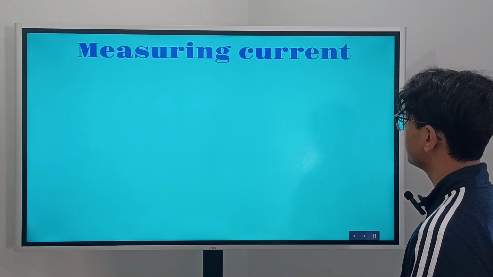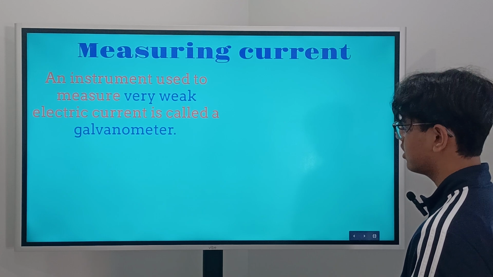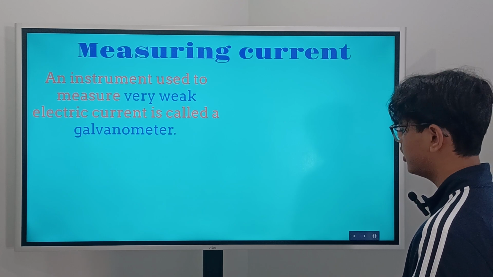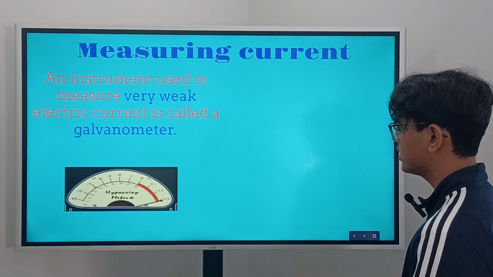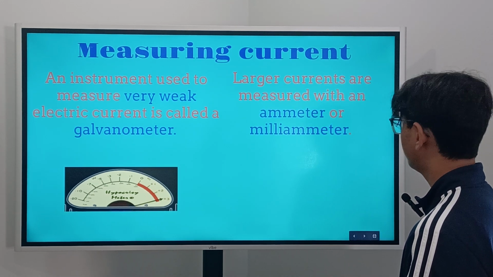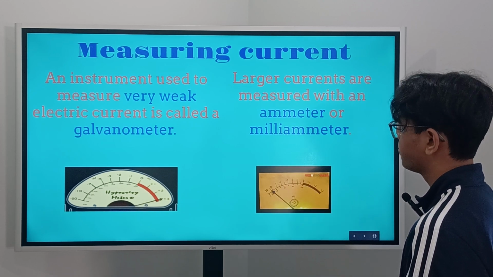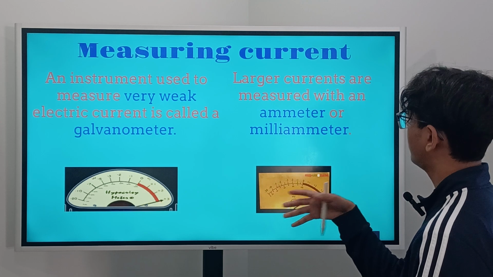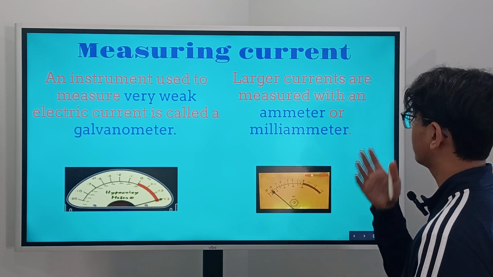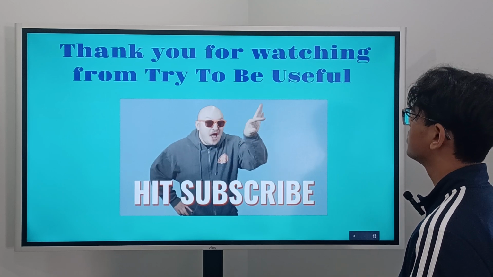Now let's go over how to measure current. An instrument used to measure very weak electric current is called a galvanometer, and this is how it looks. Larger currents are measured with an ammeter or a milliammeter, and this is how that looks. Those are just two different devices that you can use to measure current. And that's basically it for this video.